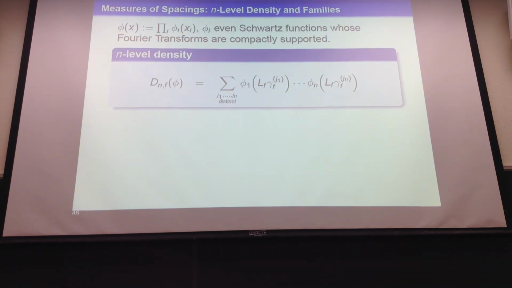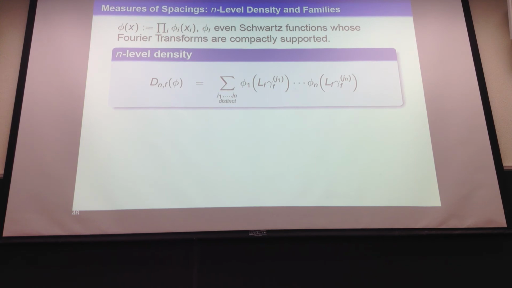So the right thing to look at is what's called the n-level density. And so the n-level density is taking a Schwartz test function. So this is a function that decays extremely rapidly, and all of its derivatives decay extremely rapidly. And we normalize the zeros so that they have mean spacing 1. If you want, think of phi as a Gaussian.